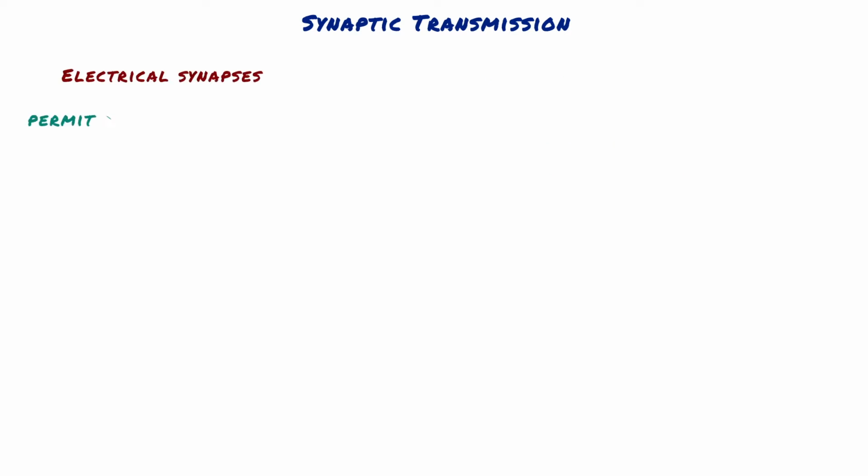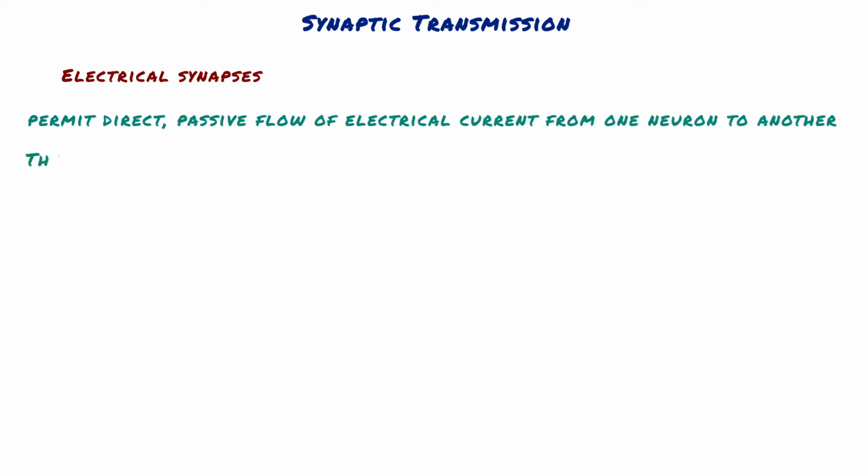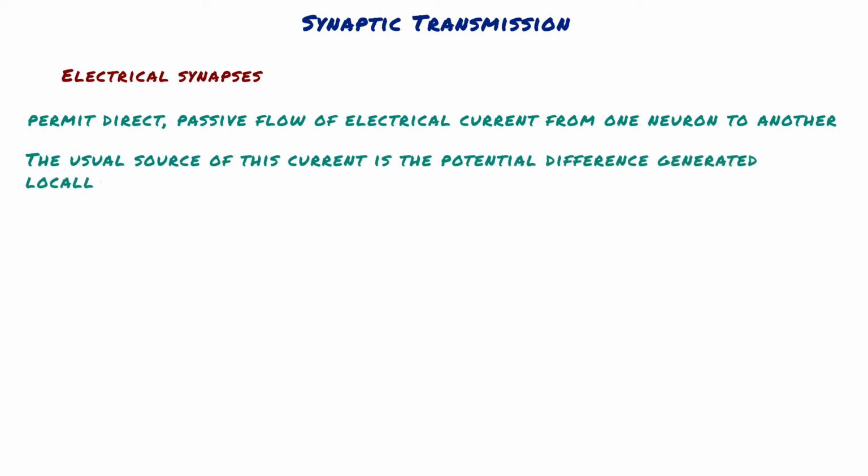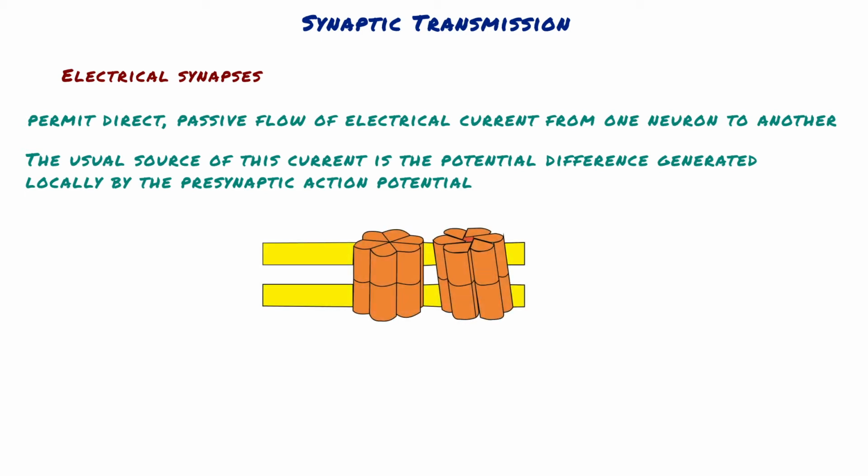Electrical synapses permit direct passive flow of electrical current from one neuron to another. The usual source of this current is the potential difference generated locally by the presynaptic action potential. Current flow at electrical synapses arises at an intracellular specialization called a gap junction, where membranes of the two communicating neurons come extremely close to one another and are linked together. Gap junctions contain a unique type of channel, termed a connexon, which provides the path for electrical current to flow from one neuron to another.